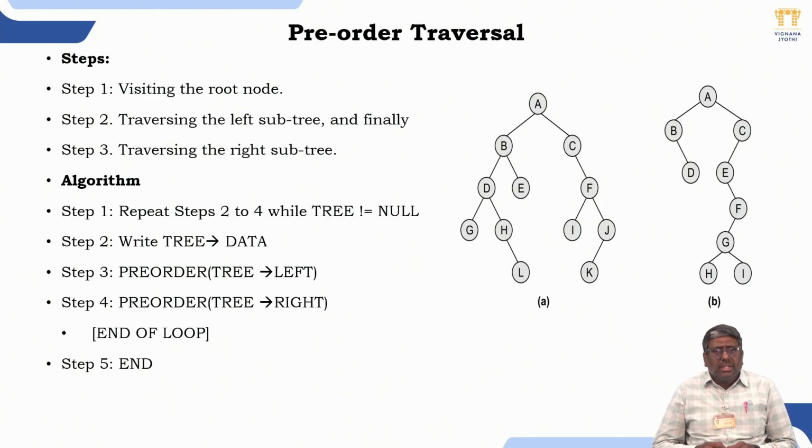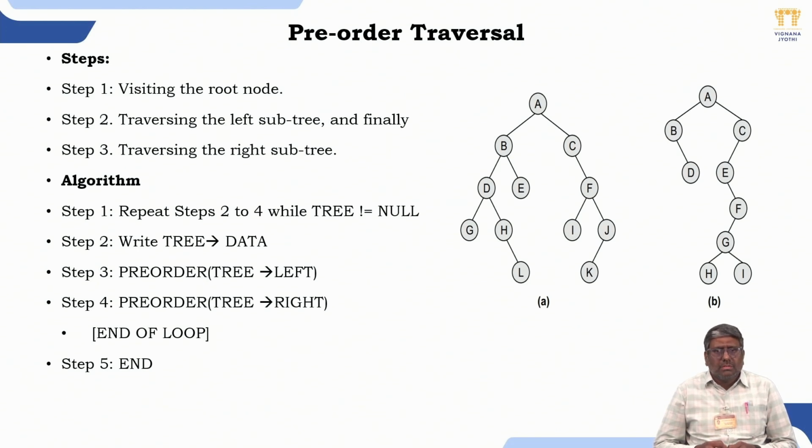The first one is the pre-order traversal. In the pre-order traversal, first we visit the root node, then we traverse the left subtree, and after that we traverse the right subtree. In that way we can visit each node in the tree. This type of traversing is called pre-order traversal.